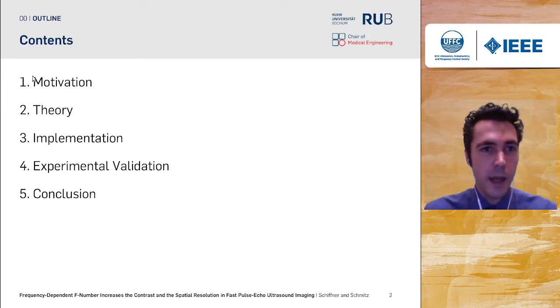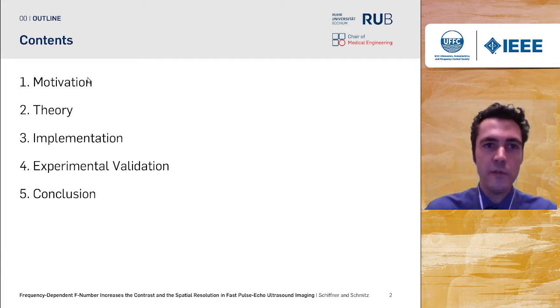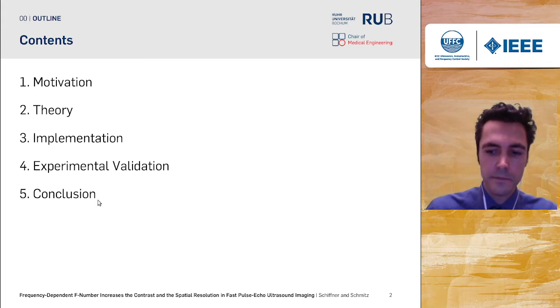At the beginning, I would like to motivate the usage of an f-number and review two different methods for its selection. I will then propose a novel method for the computation of the f-number, which is based on the first-order grating lobes, and present a simple implementation. Subsequently, I will provide the results of three different experiments to validate this implementation. In the end, I will summarize the most important findings.